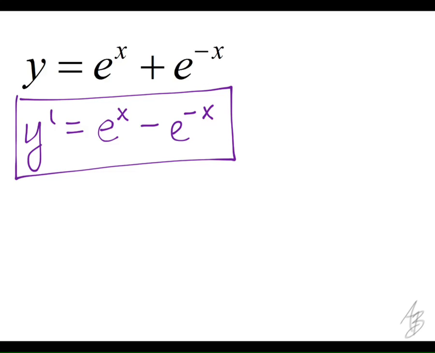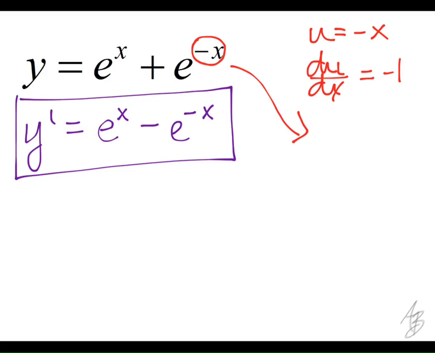Yes? Okay, I didn't really understand that at all. Okay, that's fine. So basically what we're doing here is we're letting that equal u. So u equals negative x. So that means that du/dx is going to equal negative 1. So then the derivative of this is going to be e to the u times du/dx. That make sense?